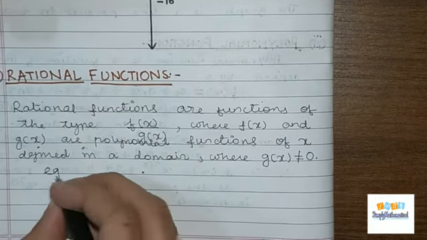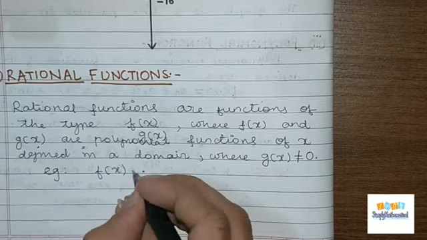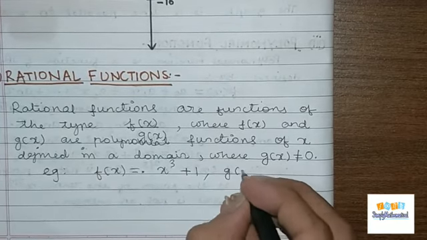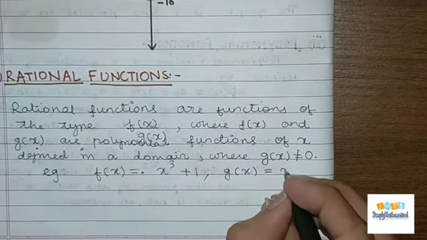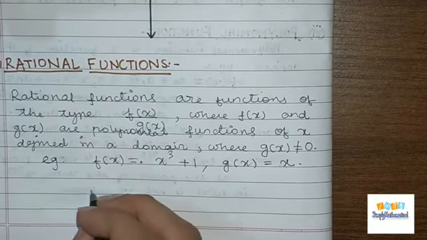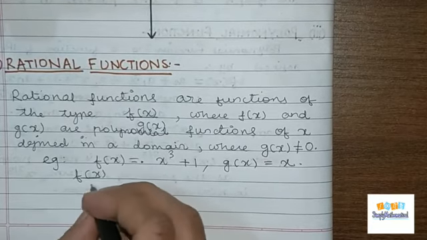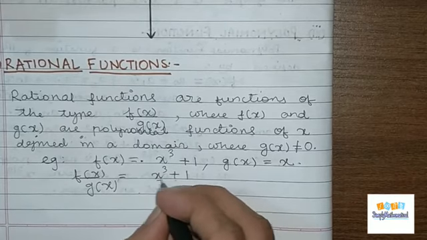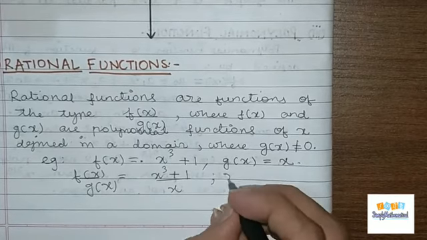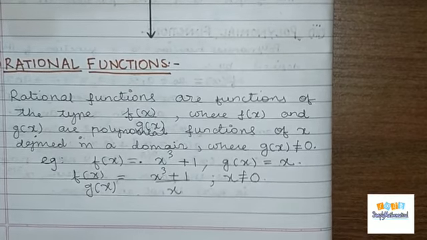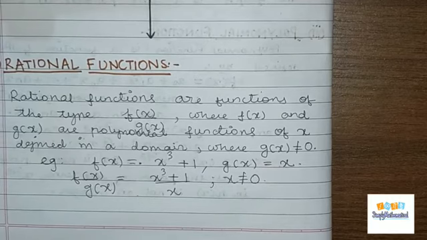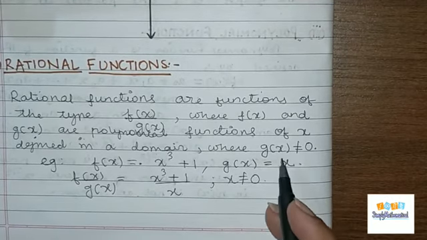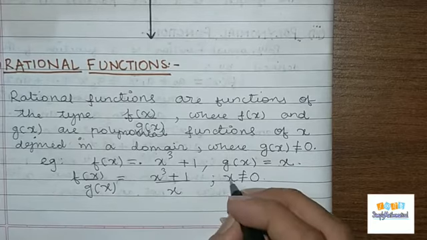So for example, we can take f(x) is equal to x cube plus 1 and g(x) equal to x. So this function f(x) divided by g(x), that is (x cube plus 1) by x, where x is not equal to 0, will be a rational function. See, this g(x) should not be equal to 0, that is also important.